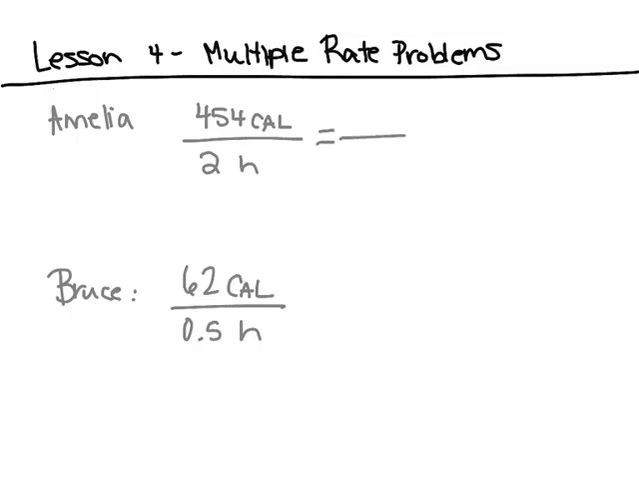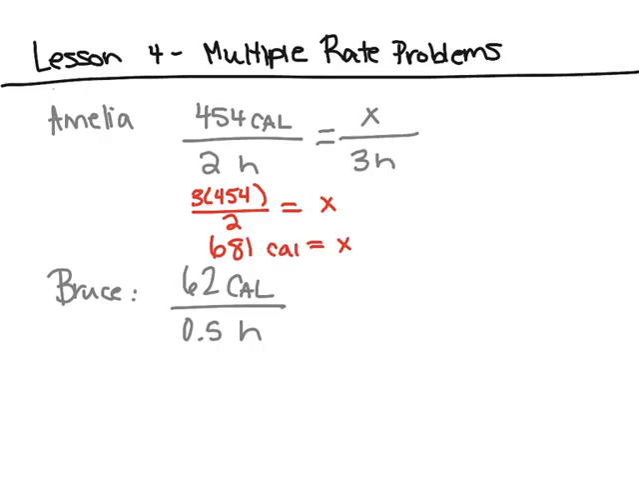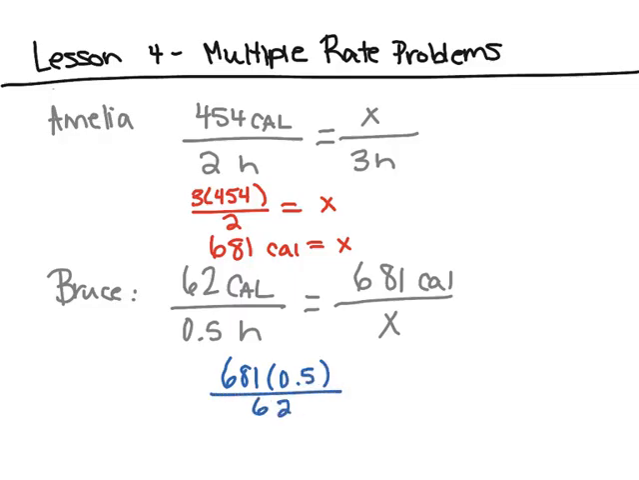So we know that Amelia is walking for 3 hours, so we want to figure out how many calories she burns. So we're going to do 3 times 454 divided by 2. Type that all into your calculator. You should get 681 calories. Now we want Bruce to burn 681 calories, but we don't know how long it's going to take him. So you're going to solve for x. 681 times 0.5 divided by 62 equals x. Type that all into your calculator and you will get 5.5 hours. So Bruce will have to walk 5.5 hours.